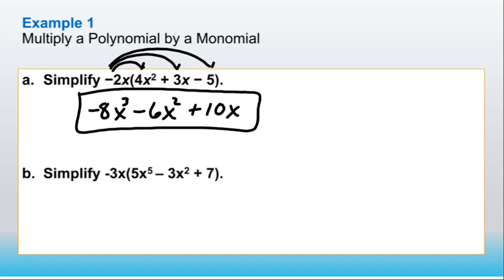Next one, distribute negative 3x to all three terms. Negative 3 times 5 is negative 15. X times x to the fifth is x to the sixth. Negative 3x times negative 3x squared is a positive 9x to the third. And then negative 3 times 7 is negative 21x.